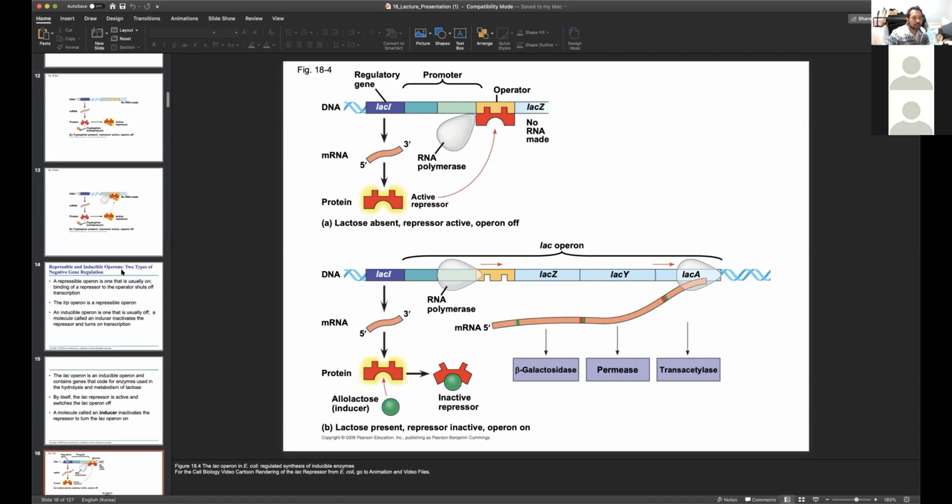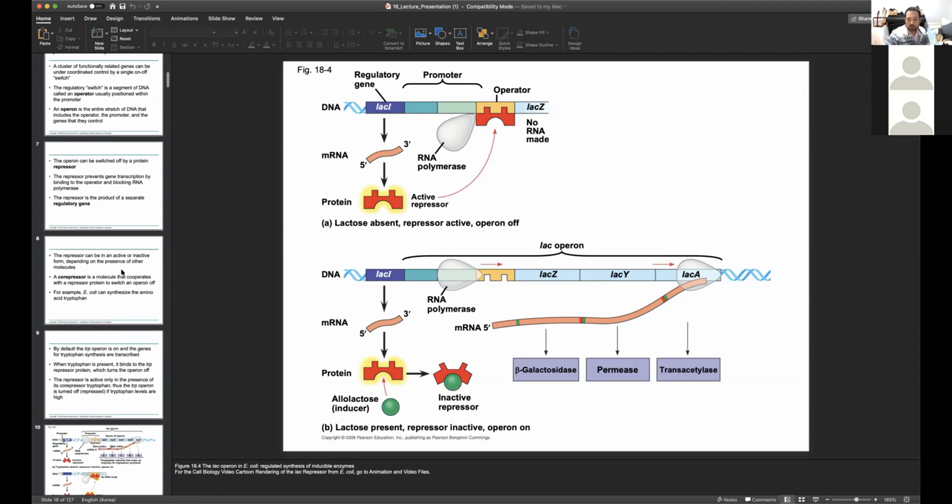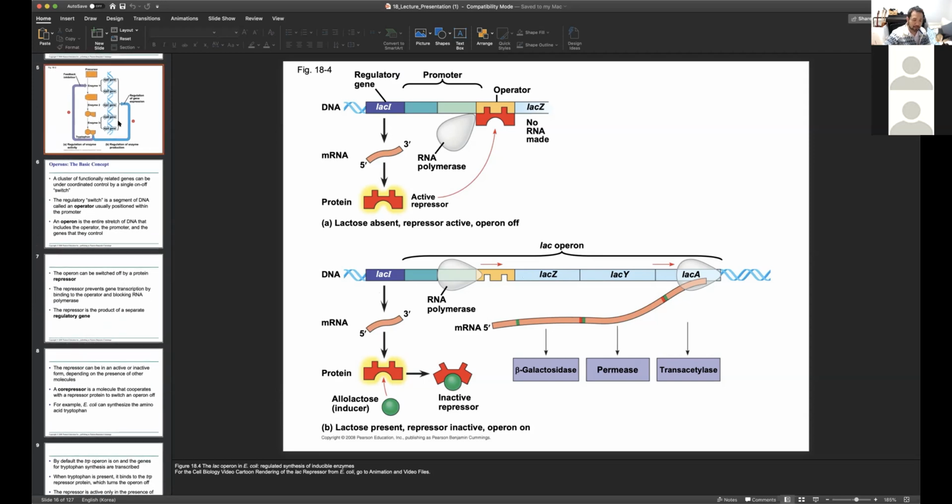However, the one that I want to show you now is what we call a repressible operon. Repressible operon. It's called the trp operon. So let's take a look at this one quickly.